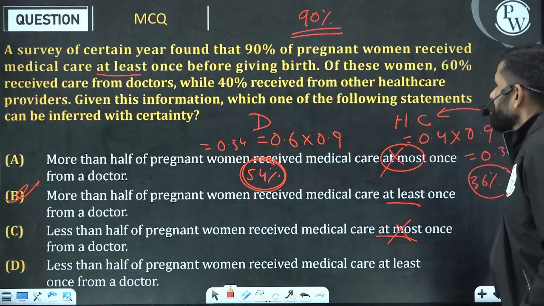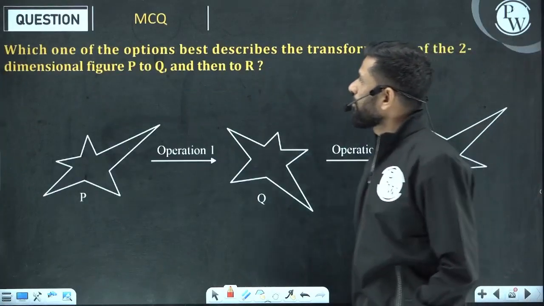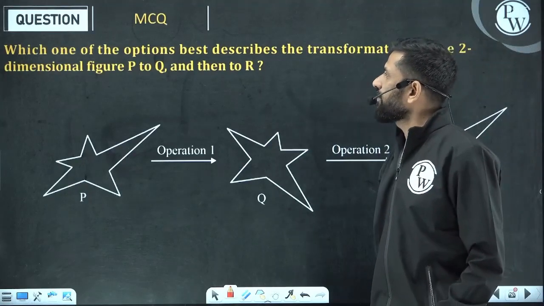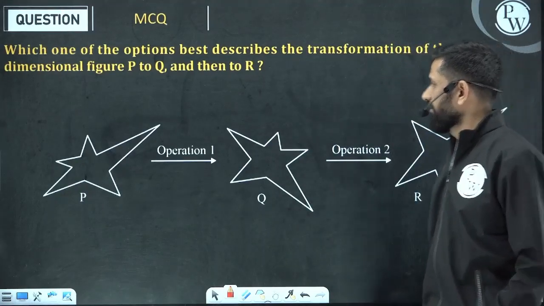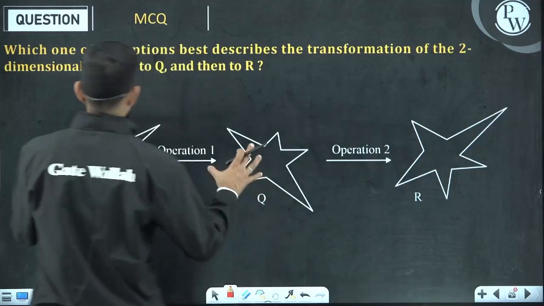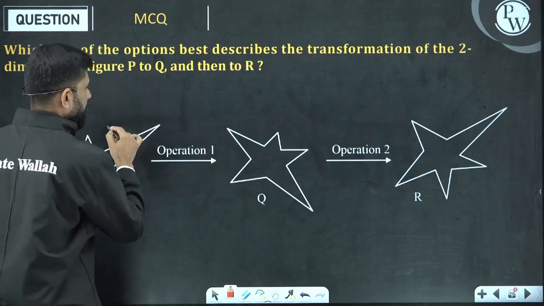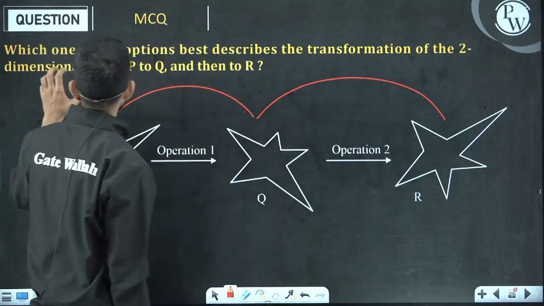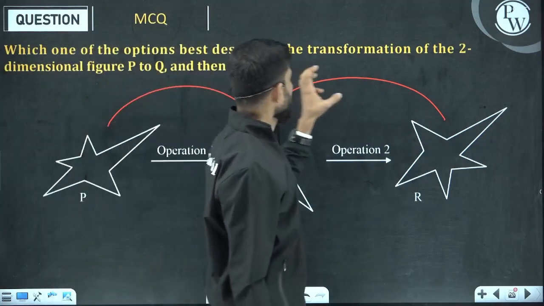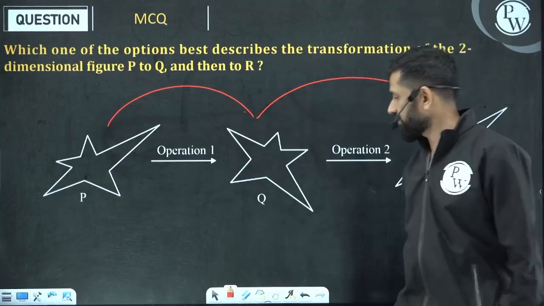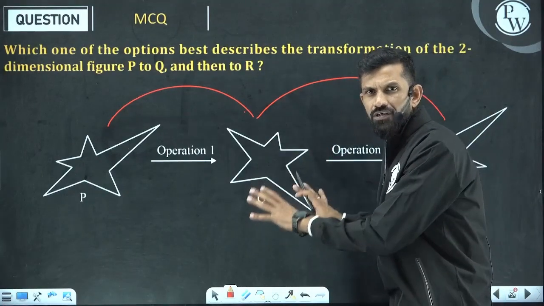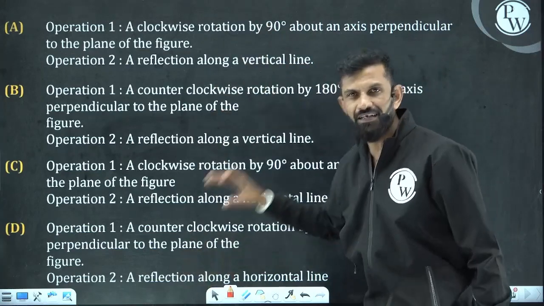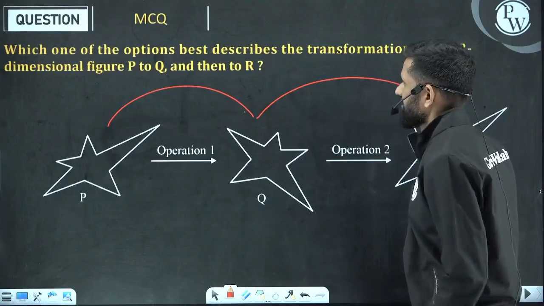Moving to the next one. Now, here they say, which one of the options best describes the transformation of the two-dimensional figure P to Q and then Q to R? So here a two-dimensional figure is given to you, operation from P to Q and then Q to R. Now, which of the given options best describes the information? If you observe, because it was not suitable on one screen, I kept the options they have given on the second screen. But let us understand this first.